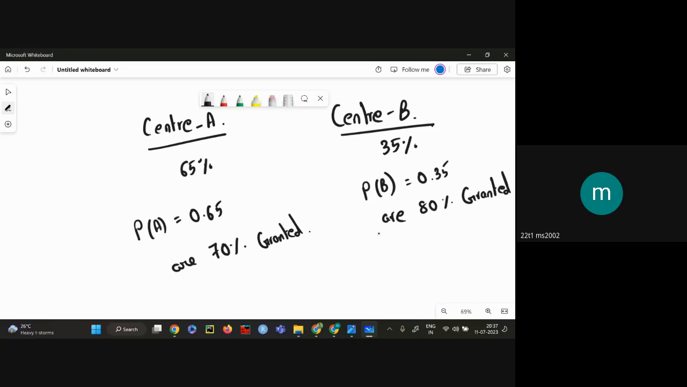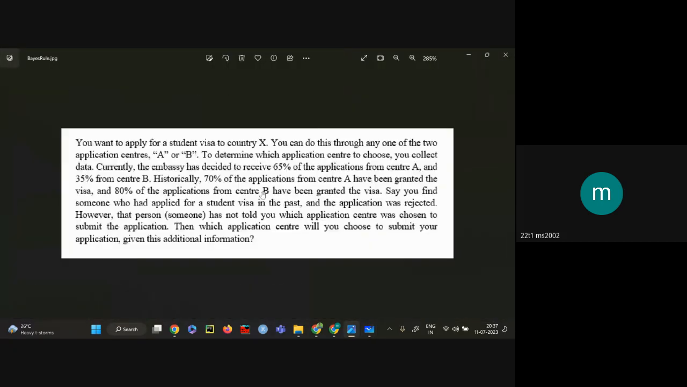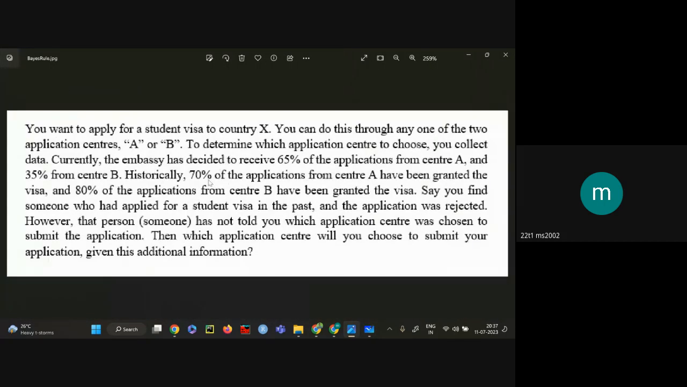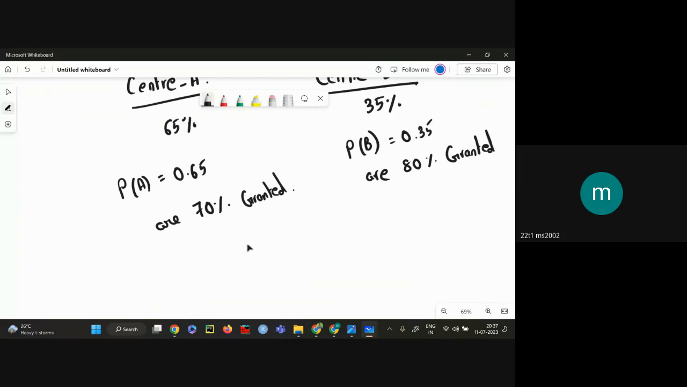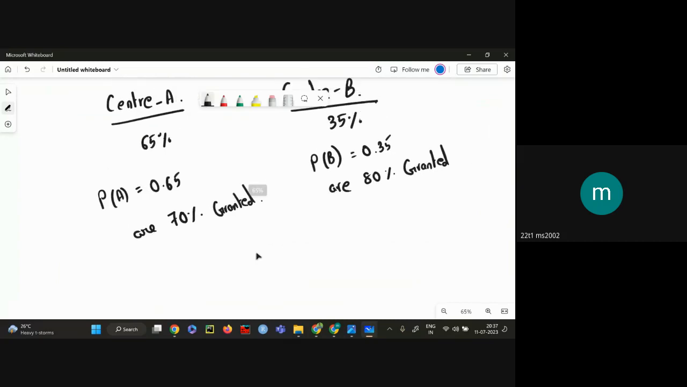So this is the information that is being given to you. In terms of probability, what does this translate to? I cannot see all the chat right now. I'll complete my discussion, then I'll get into the chat. So the question to all of you: historically 70% of the applications from center A have been granted a visa and 80% of applications from center B have been granted a visa. What does it translate to in terms of probability? This is marginal probability. What does this statement translate to?